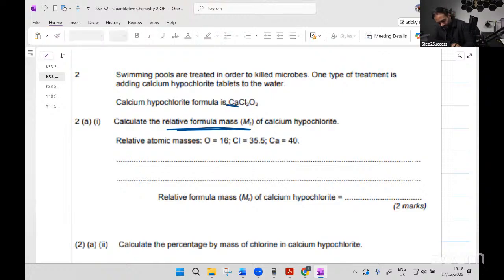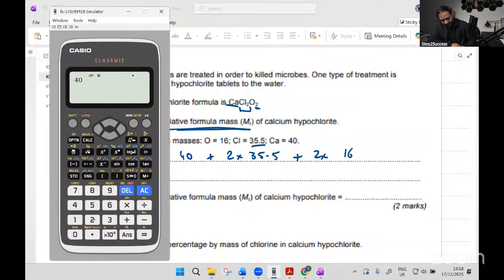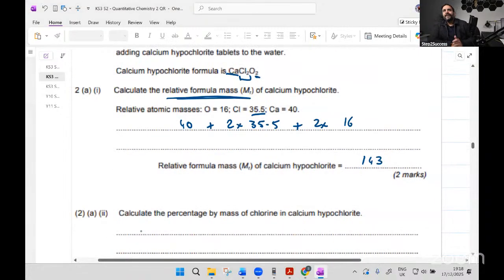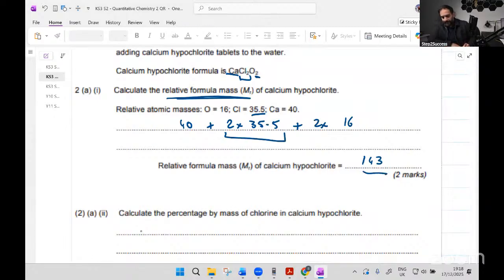So we have a calcium, which is worth 40. We have 2 chlorines, which is 2 times the mass of 1 chlorine, plus 2 oxygens, so 2 times the mass of an oxygen, which is, if I get my calculator out, 143 should be the answer to that question. Then it says calculate the percentage by mass of chlorine. Out of all of this, 143, this much came from chlorine, 2 times 35.5. So that's 71. 71 out of the 143 came from chlorine.